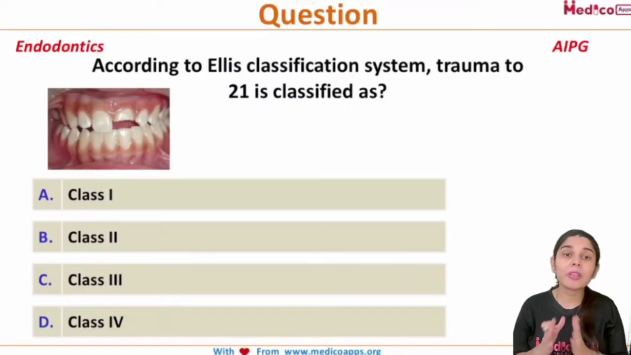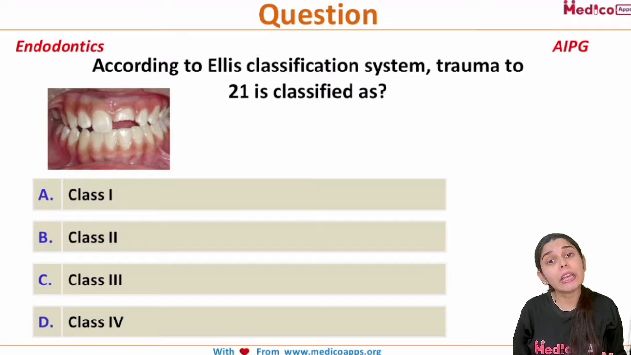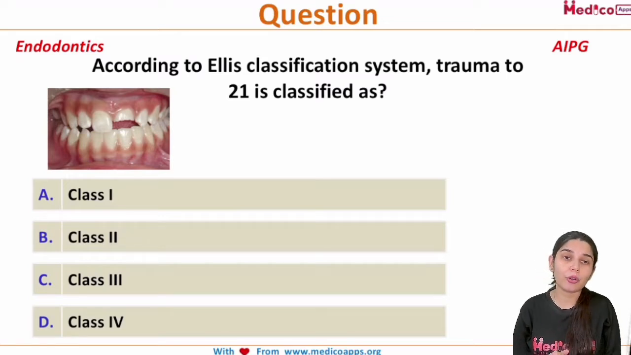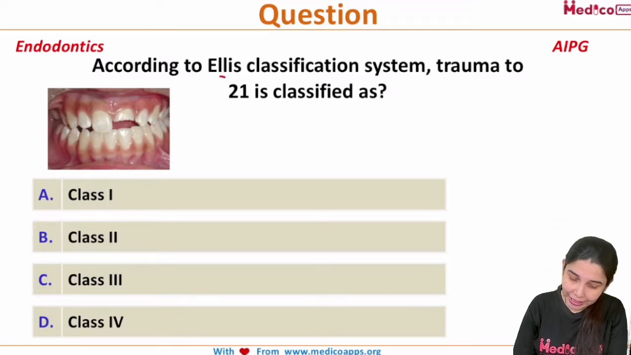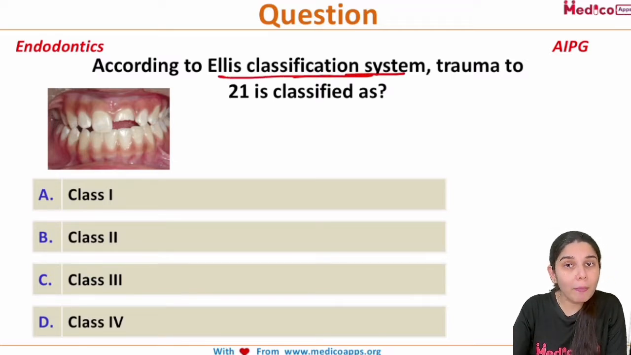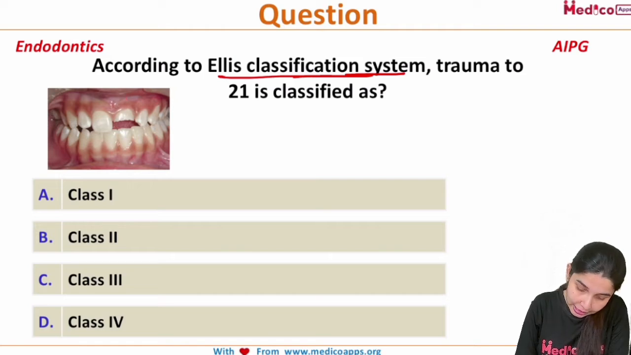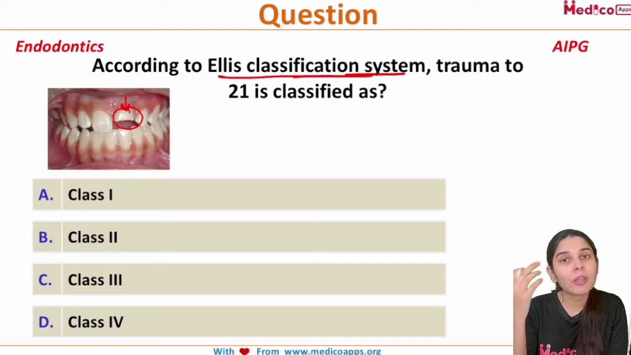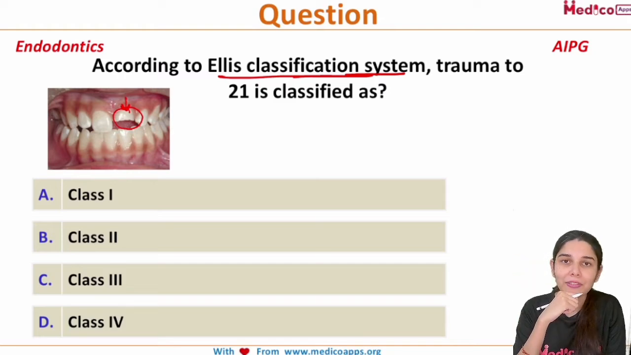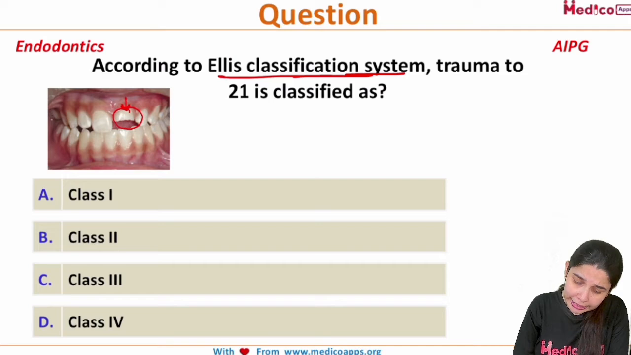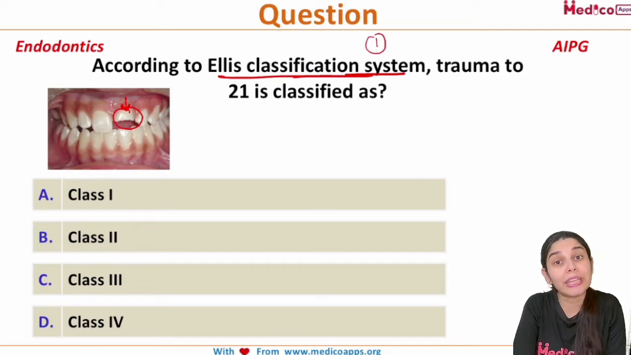So here the question, it's an image based question. Okay, so what is the question saying? The question is asking, according to the Ellis classification system, trauma 2 to 1 is classified. So this is the tooth which it is asking the question on. Now, the key point here in this question is the Ellis classification. That means you should know about the Ellis classification, which we are going to discuss quickly in this video discussion.